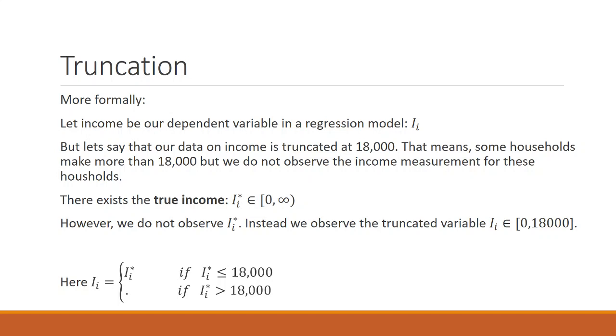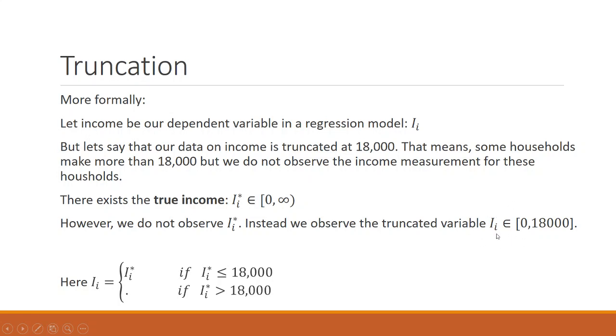Now, let me make this a little bit more formal. Let income be our dependent variable in a regression model, and so we're looking at this income variable I. But let's say that our data on income is truncated at 18,000. So that means that some households make more than 18,000, but we do not observe the income measurement for these households. That means there exists some true income I star, and I star is anywhere between 0 and infinity. However, we do not observe I star. We don't observe the true income. Instead, we observe the truncated variable I.